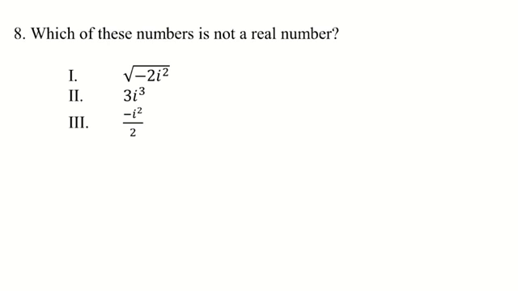Which of these is not a real number? Okay, that's an interesting question. Well, we know that i isn't a real number and that complex numbers are not real. If we're seeing i's in there, that's not a real number. But we also know that i squared equals negative 1.